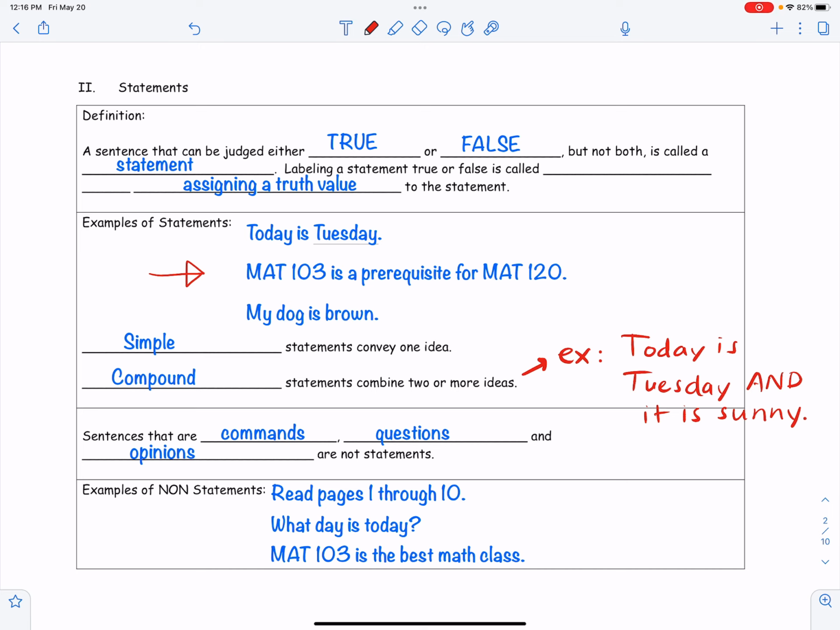Now, again, things that are not statements: anything that asks a question, like what day is today, anything that is telling you something to do, a command like read pages 1 through 10, or anything that is an opinion, a more subjective thing like Math 103 is the best math class. Those are not considered statements because they do not have a definite true or false assigned to them. So the first thing you're going to be doing in 3.1 is just understanding what makes something a statement, and recognizing that those have to be true or false.